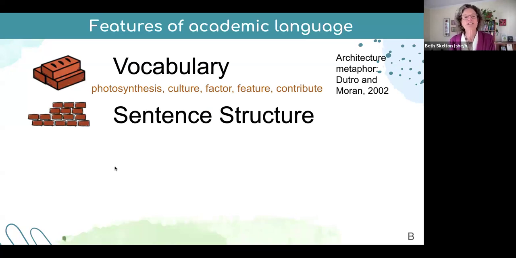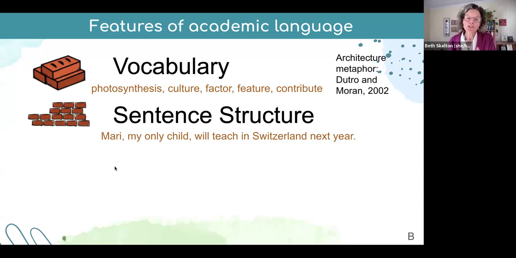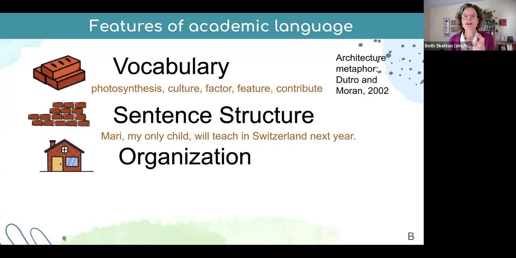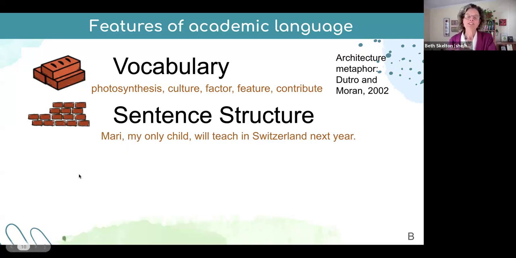Thank you, Anne. Sentence structure is a huge piece of it. So the vocabulary, those bricks, have to be fit together into a structure, into some kind of sentences. And that structure includes things like appositives, like Mari, my only child, actually is teaching in Switzerland this year. So that appositive in there, my only child, is a structure that we can explicitly teach that moves students forward. We don't speak in appositives very often, but you do have appositives in academic language that often throw students off. And that's just one example.